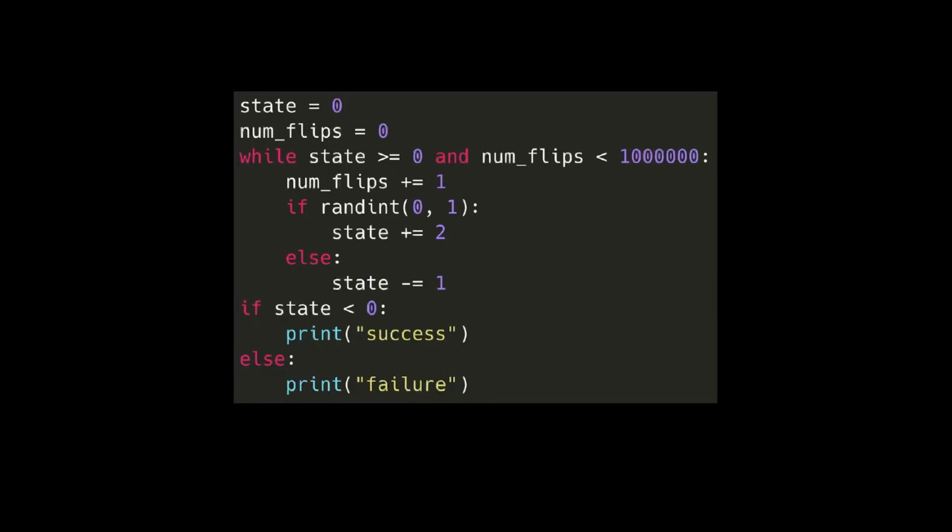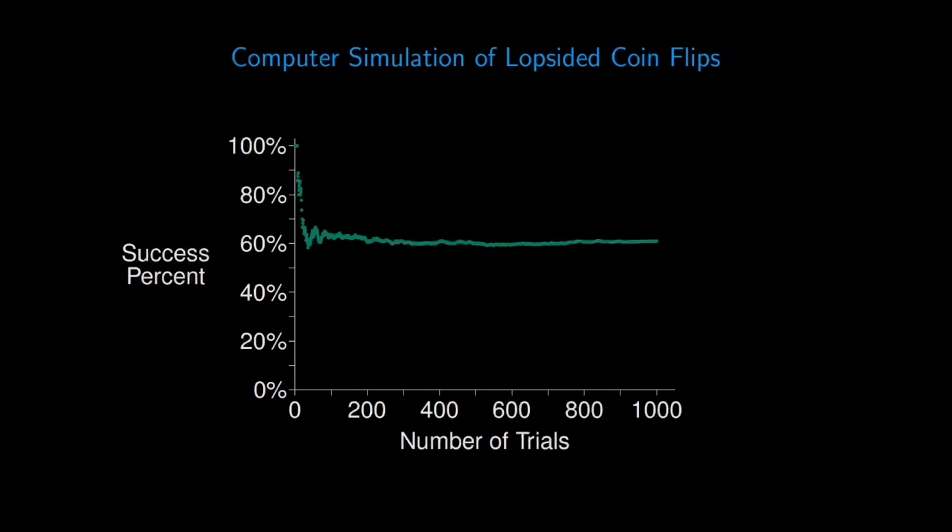I cheated a bit. Failure means that we never stop flipping coins, but my program can't run forever. So if the program ever flips 1,000,000 coins without success, then I declare failure. Here are the results. I ran 1,000 trials of this simulation. I tracked how often the program output success. Here's the graph over time. It looks like the success fraction is converging to just over 60%.